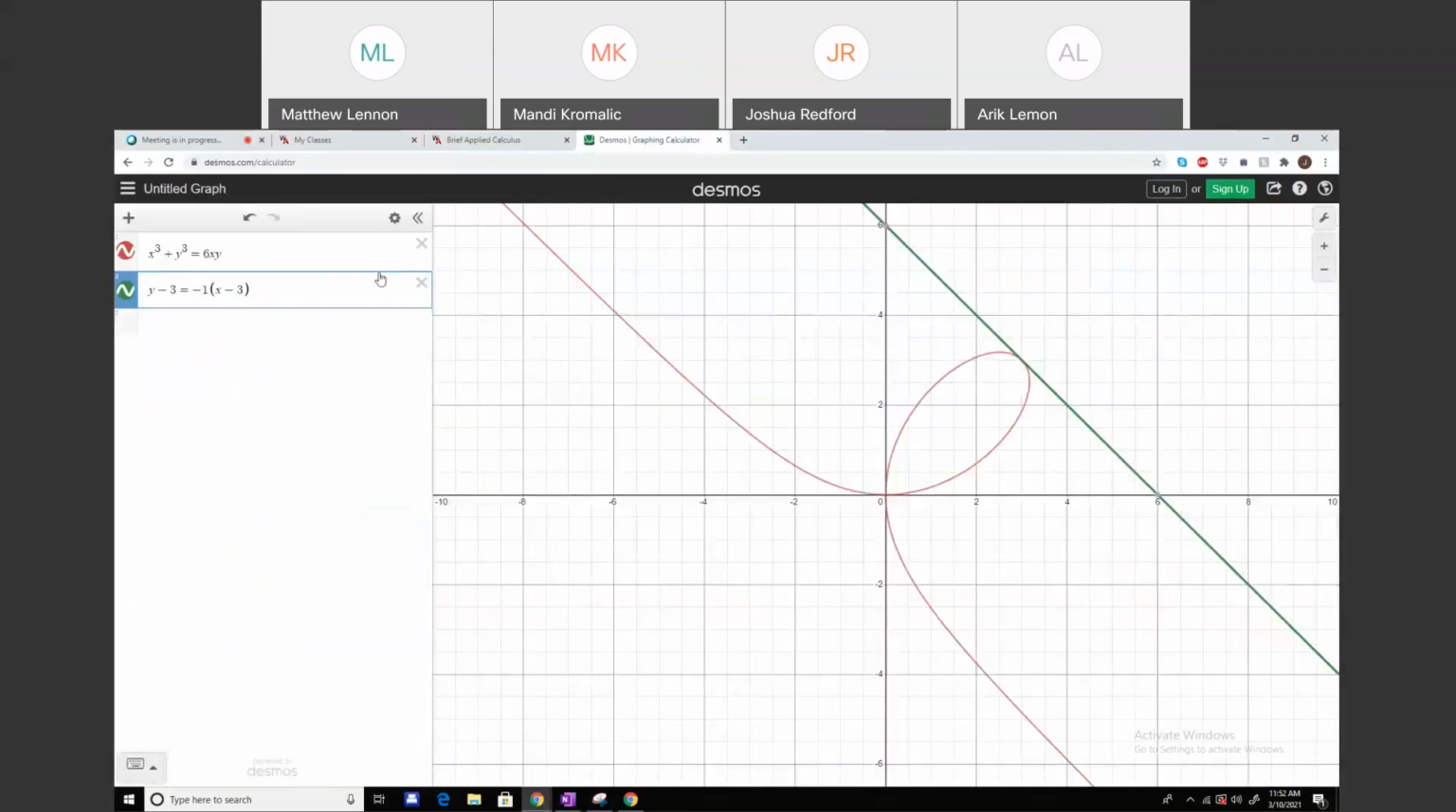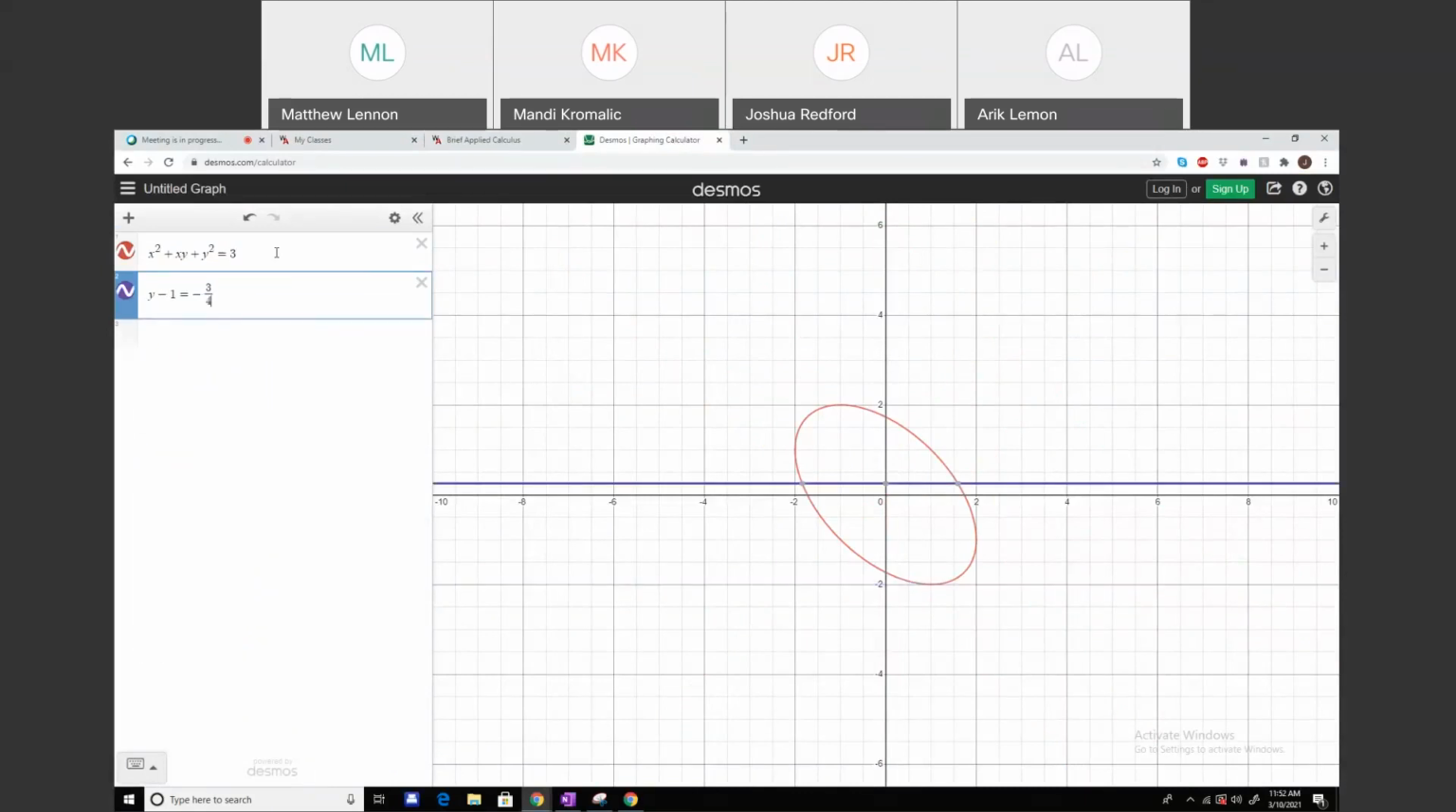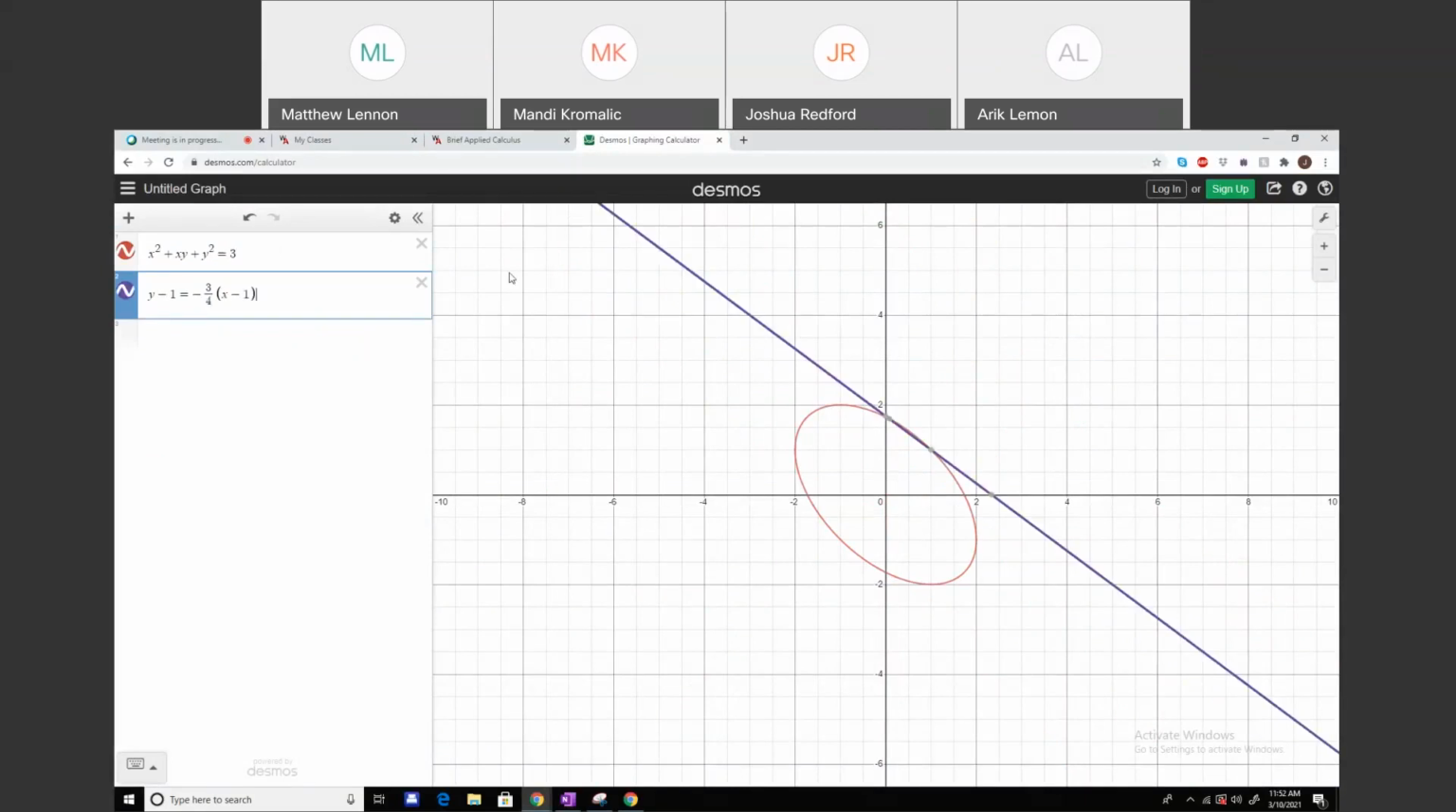Okay. So this one we had x squared plus xy plus y squared equals 3. So we have this ellipse. And then we have our tangent line, y minus 1 equals minus 3/4 times x minus 1. So we see it's tangent. The point of tangency is 1, 1 right here.